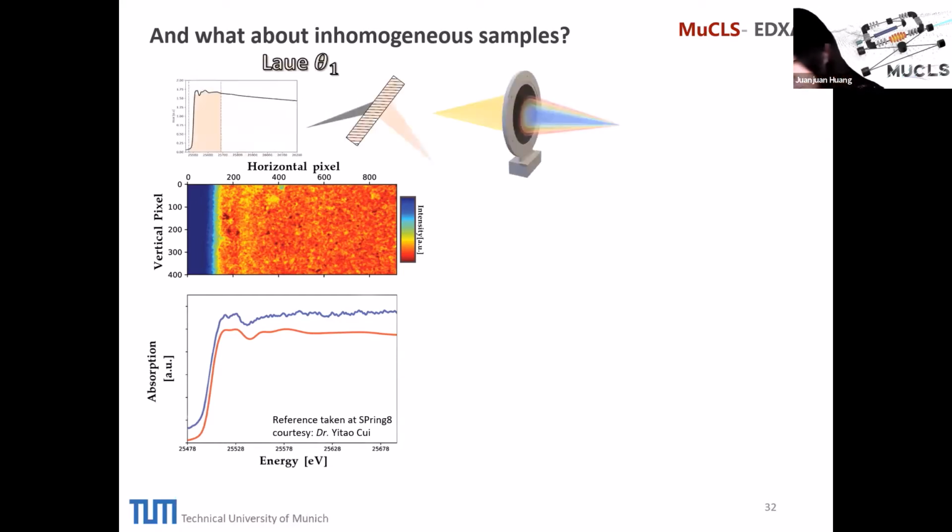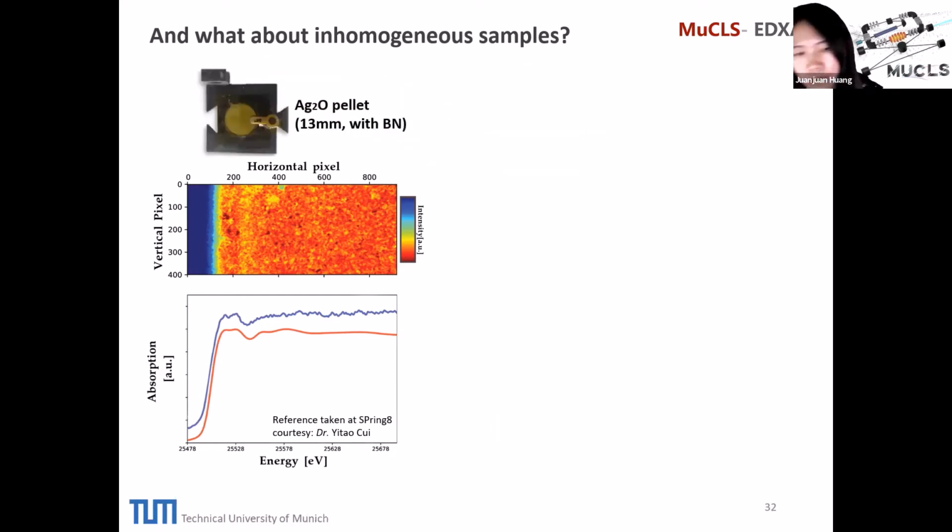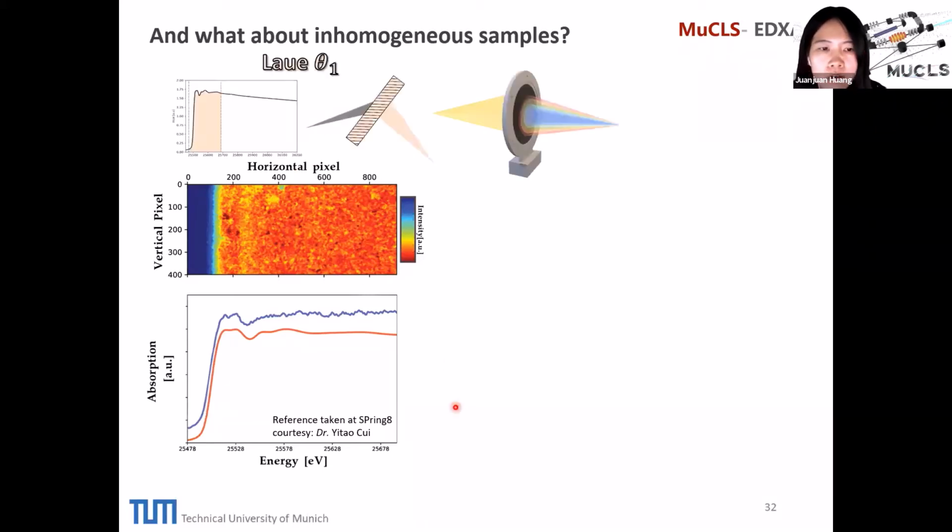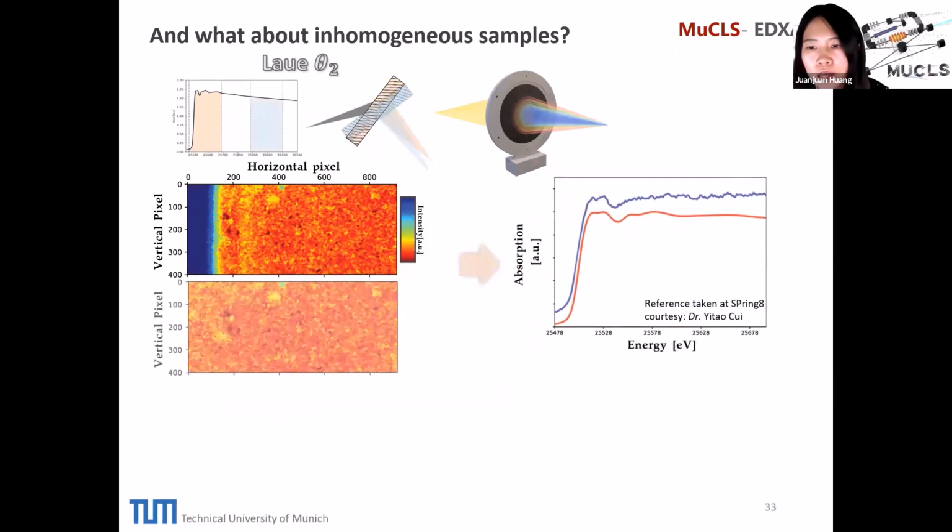However, we also came up with an idea for how to correct this concentration variation across the sample. This image is taken at a crystal rotation angle, let's say θ1, and this crystal rotation angle corresponds to the energy range around the K-edge of the silver. So what we can do is take another image with another crystal rotation angle, θ2, and this is slightly different from θ1.